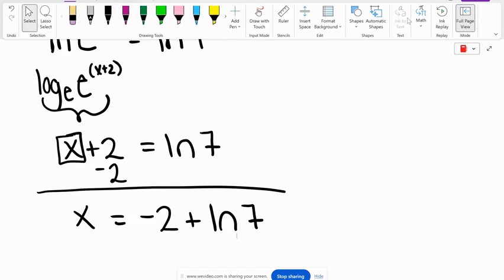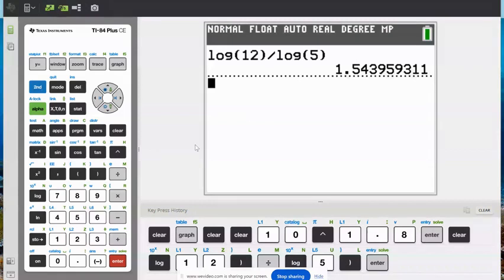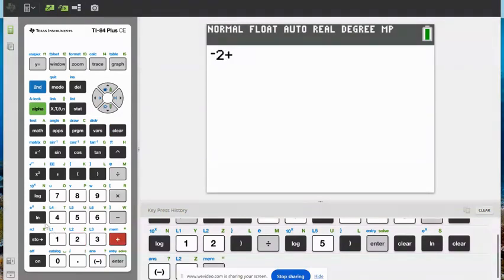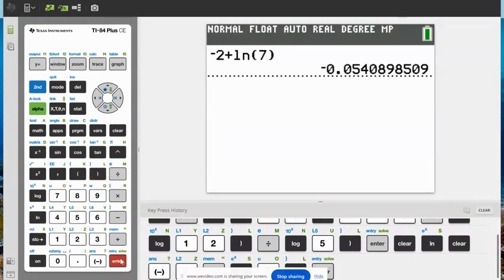And this is what we're going to type into our calculator. So we'll go to our calculator. Now I don't want log anymore. Now I'm looking for ln. Do you guys see right under the log, right there it says ln? That's what you're going to type in. So we are, what was it, -2? Or was it a +2? -2? Okay. So we are -2 plus ln of 7. So we are -0.054.